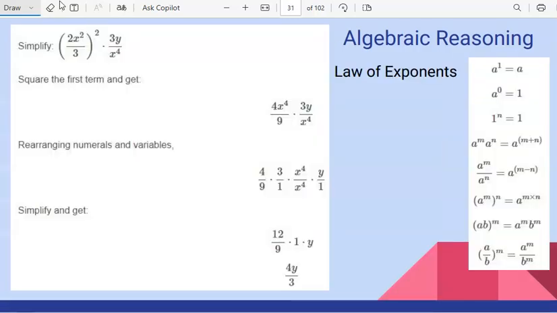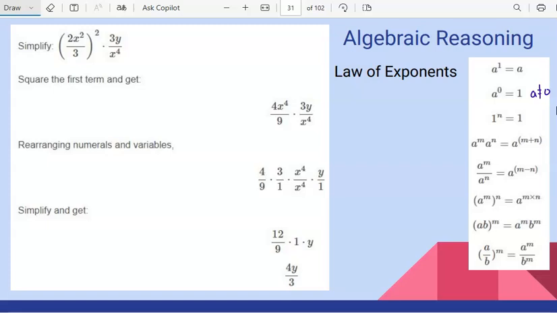Law of exponents. Here's your law of exponent properties. If there's no exponent there, there's really a 1. If you have a base raised to the 0 power, it's going to equal 1 as long as that base does not equal 0. 1 raised to any power is going to be 1.